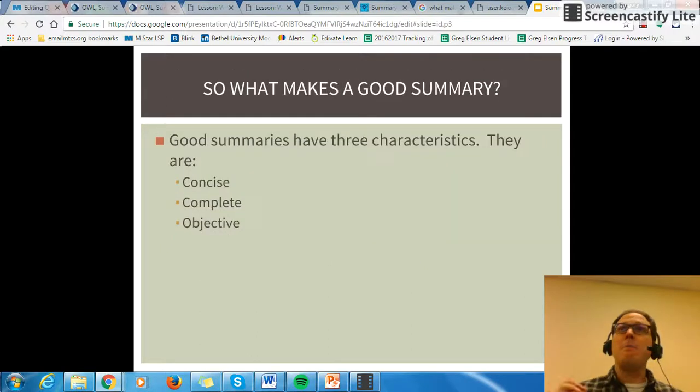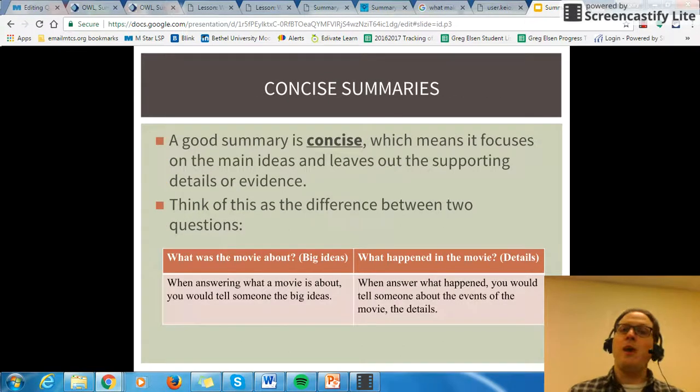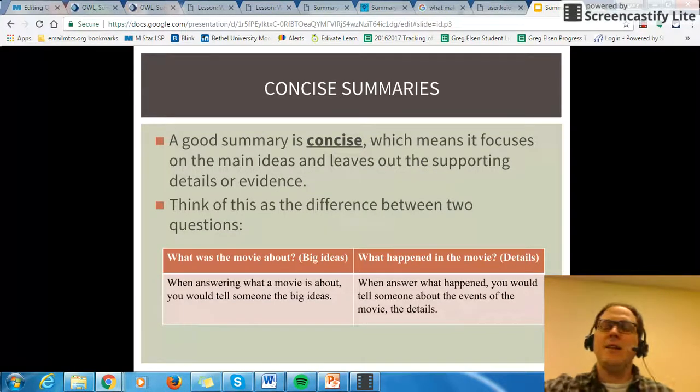So, what makes a good summary? Well, I'm going to give you three characteristics for a good summary. A good summary is concise, a good summary is complete, and a good summary is objective. All right, so what does that mean? Well, a concise summary means that it focuses on the main ideas of something without focusing on the supporting details or evidence, right? So it talks about the main ideas, it leaves out the details.